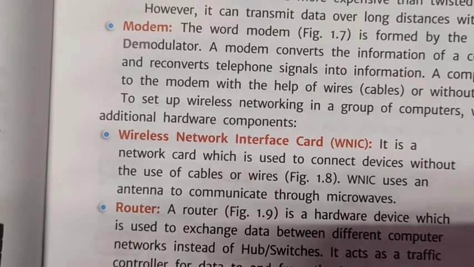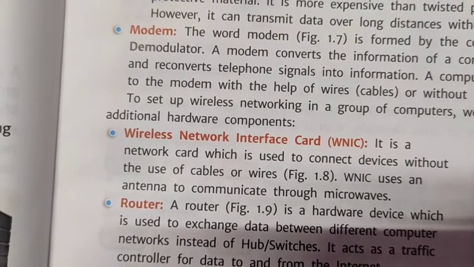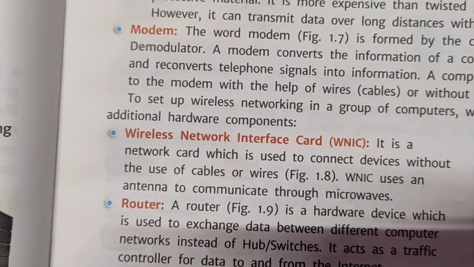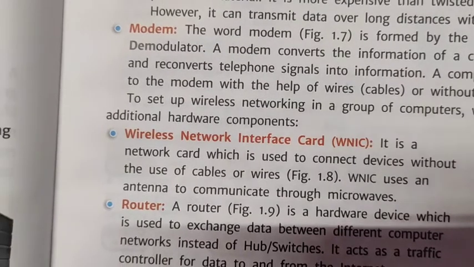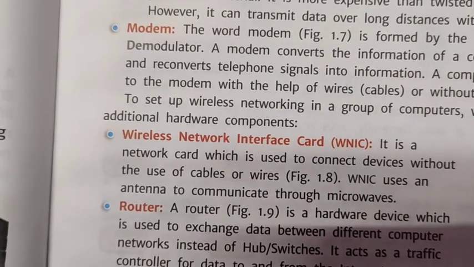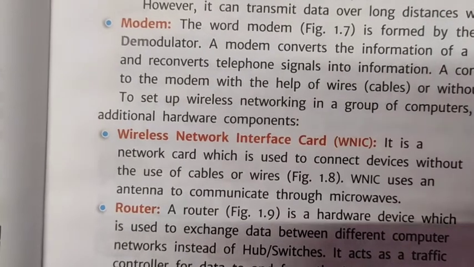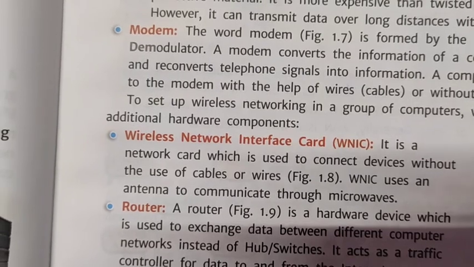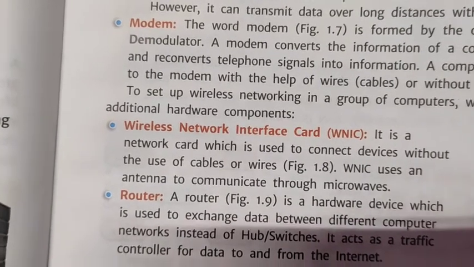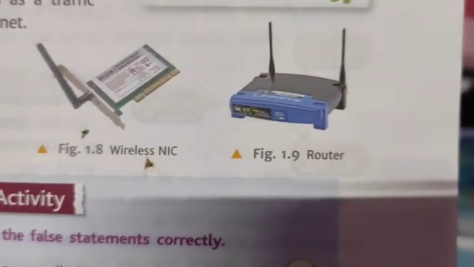Now router. You have seen, I think, Jio-Fi or other such devices. A router is a device which exchanges data between the computer and the network, like a modem, but we can connect many devices with one Wi-Fi connection. Even your mobile phone can be used as a router for connection of a device. See here, router.